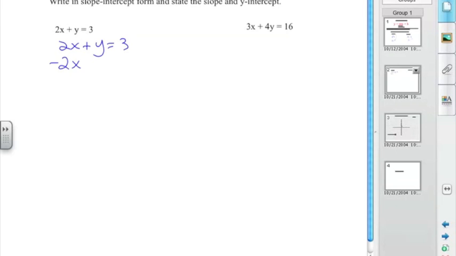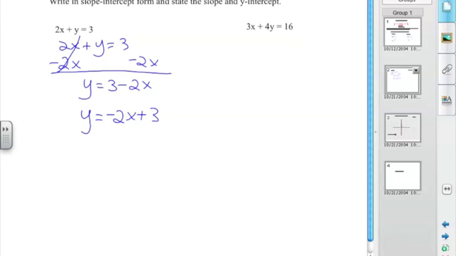First, we have to remove the 2x from the left. They cancel each other out. We'll subtract it. So we get y equals 3 minus 2x. This is close to slope-intercept form, but not exactly it, so we can manipulate it a little bit. Now we have y equals negative 2x plus 3, and that is slope-intercept form. And from that, we can get the slope is negative 2, and the y-intercept is 3. So, gathering information sometimes is going to require a little bit of work on your part.